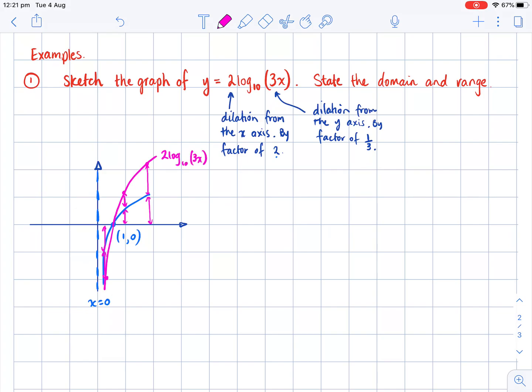Now we don't have to worry too much about the base being 10 when we're drawing sketch graphs. That will actually change how quickly the graph grows, but when we're drawing sketch graphs we essentially just recognise that it's a log graph and go from there. So that's the dilation from the x-axis.